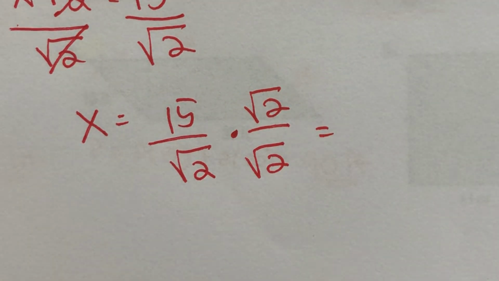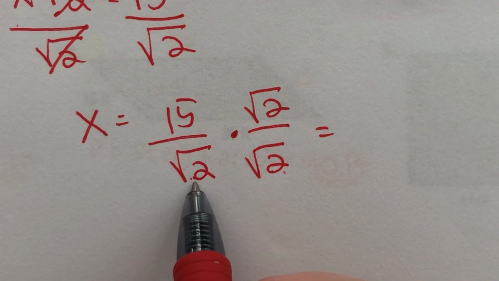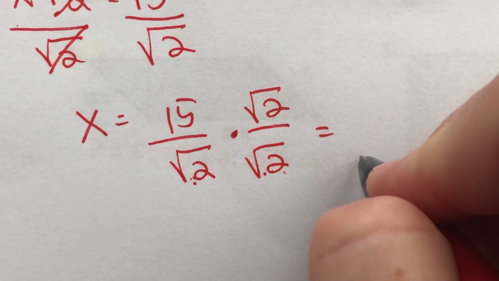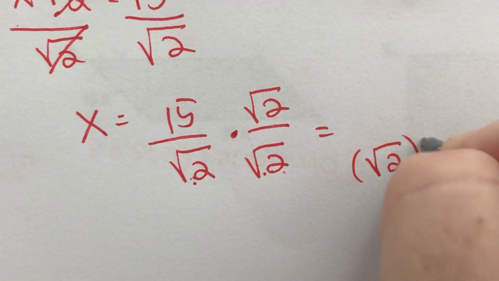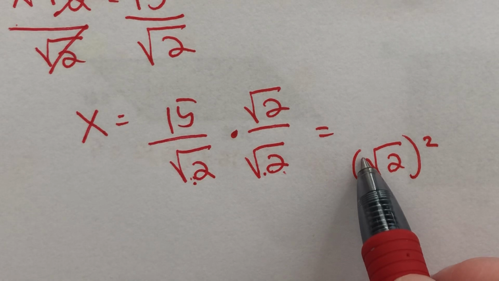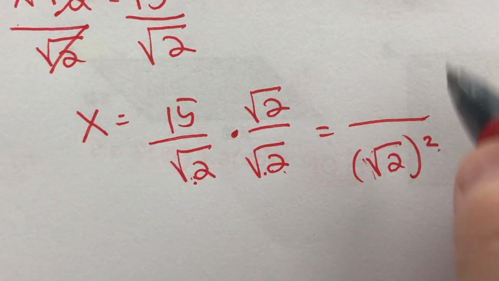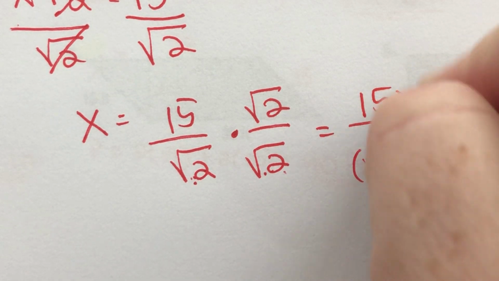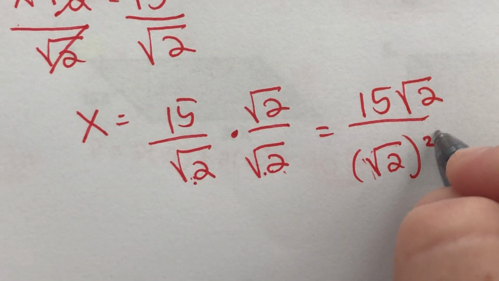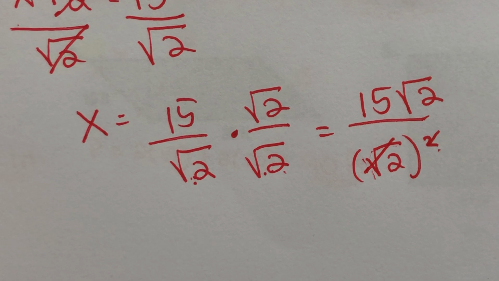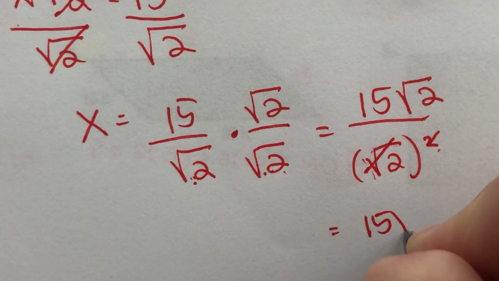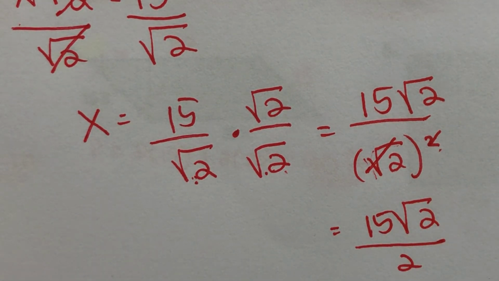Remember this? So now I've got the square root of 2 squared. That's why I multiplied it by itself, because the only thing that can cancel out a square root symbol is a squared symbol. And on top, I've got 15 square root of 2. So this little 2 cancels with the square root symbol, and I'm left with 15 square root of 2 all over 2.